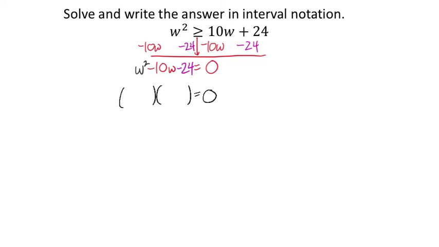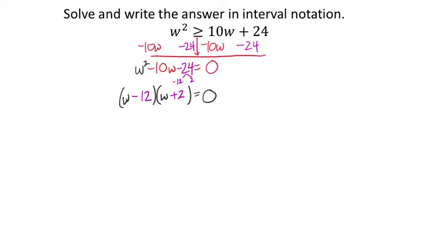So let's see, 24. These would be w's. And then my negative 24, two values that add up to negative 10: 6 and 4? Nope, that's not going to work. 12 and 2. Okay, the 12 would be negative, the 2 positive. So I get w minus 12 and w plus 2.